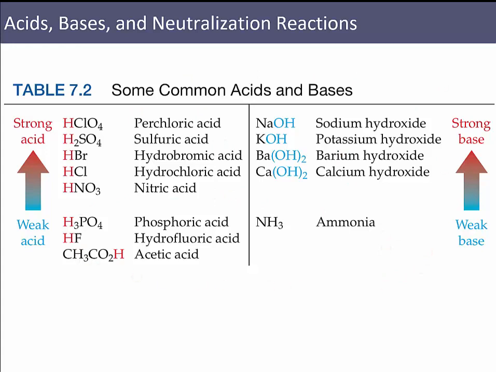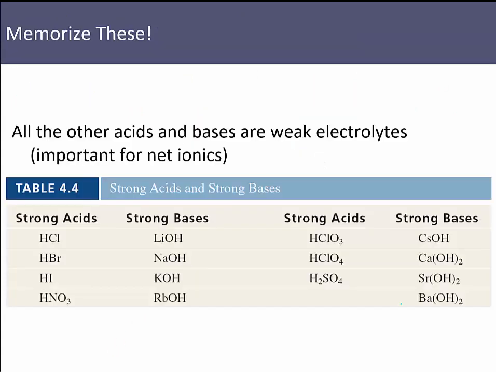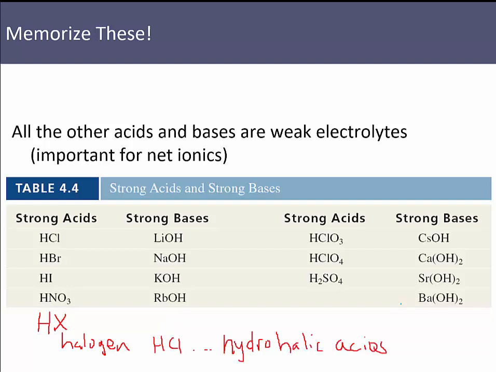So here's another representation of our strong acids and strong bases. So you've got your easy ones over here, right? These guys with the H and then a halogen. So we call these HX, where X is a halogen. These are going to be called hydrohalic acids. Right? And so it's all of the halides with an H stuck on them, with one exception. So not hydrofluoric acid. Hydrofluoric acid is a weak acid.